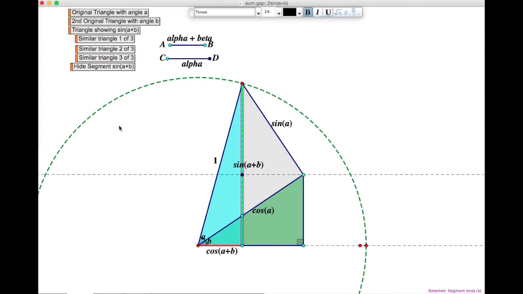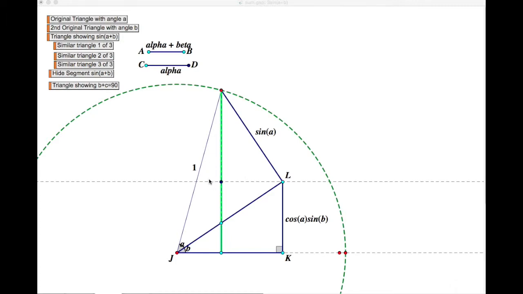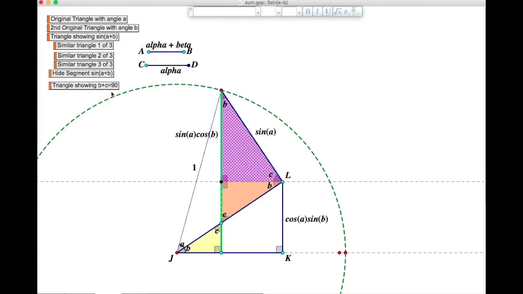For now, we want to focus just on the sine of A plus B, which is highlighted in lime green. In order to find its identity, we must figure out a way to rewrite sine of A plus B. Do you see a way to rewrite this? Here's a hint. Look for similar triangles. There are many similar triangles contained in this image, but for now, we're going to focus on these three.